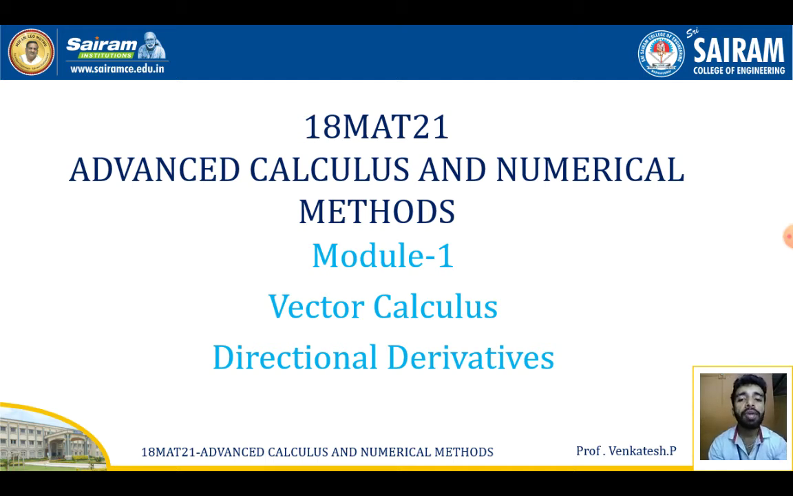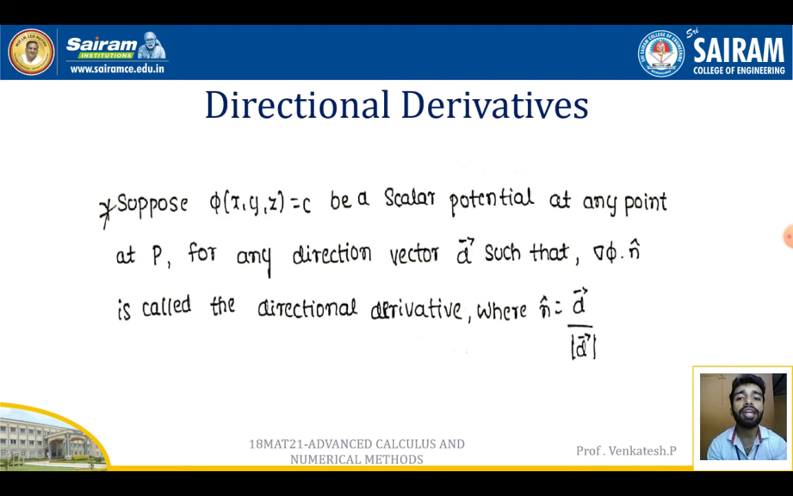In this lecture, I am going to discuss briefly directional derivatives and examples related to them. First we will see how to find the directional derivative. Suppose a scalar potential function, that is phi of x, y, z, is equal to c at any point P. For any direction vector A, del phi dot n cap is called the directional derivative, where n cap is given by vector A divided by modulus of vector A.